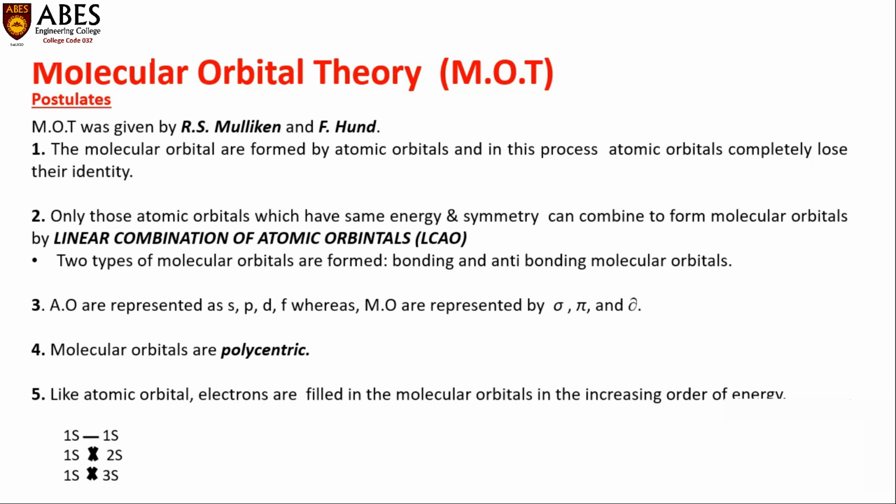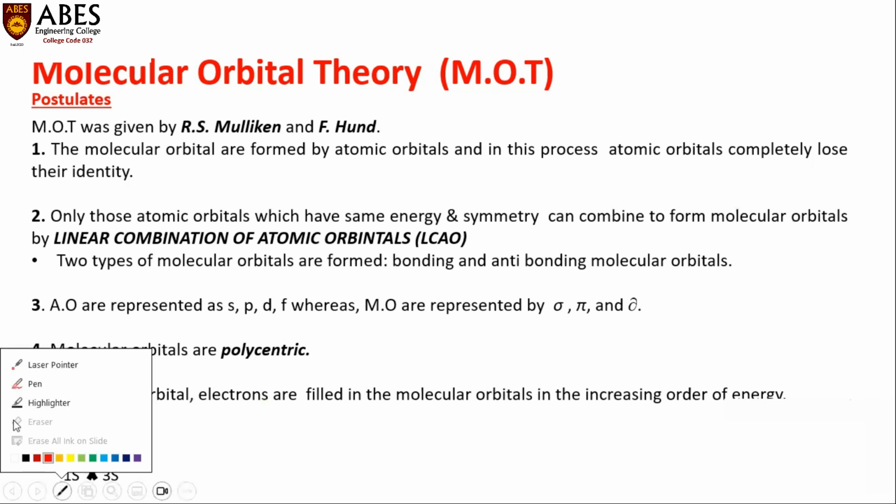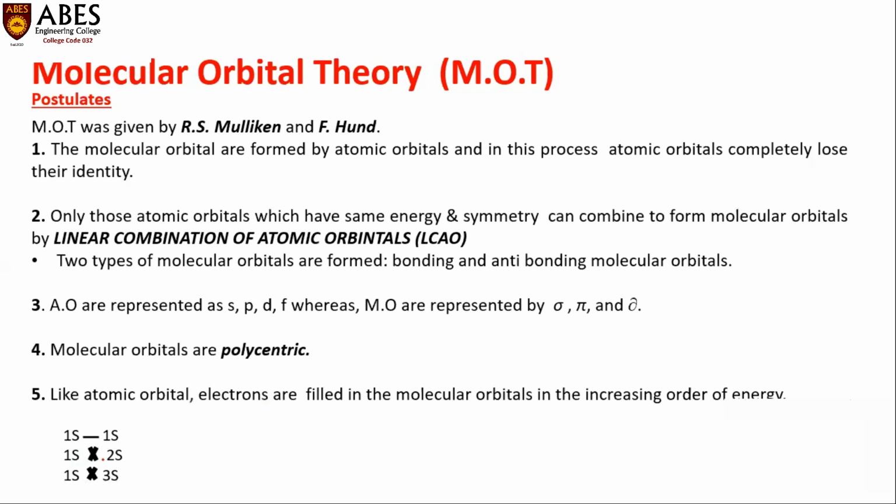Second point, only those atomic orbitals which have the same energy and symmetry can combine to form molecular orbitals. Same energy means a 1s orbital can combine only with a 1s orbital. A 1s orbital cannot combine with a 2s orbital, and a 1s orbital cannot combine with a 3s orbital due to the difference in their energy.